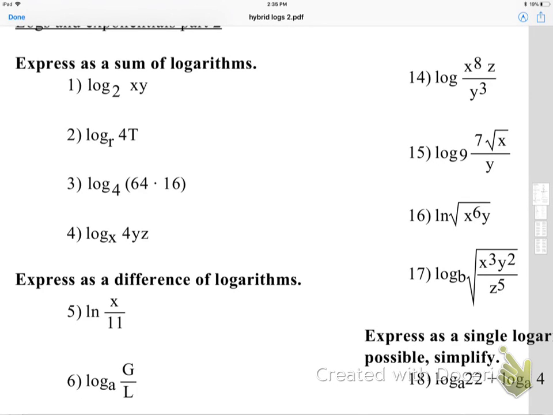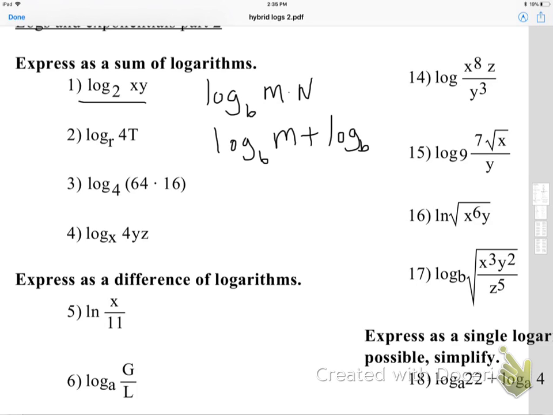Right, the rule to express as a sum of logarithms, one log as two separate logarithms. Well, here's the rule. Log to base b of m times n is log to base b of m plus log to base b of n. It's a bit like remembering with exponents. Remember how logs are the inverse of exponentials.